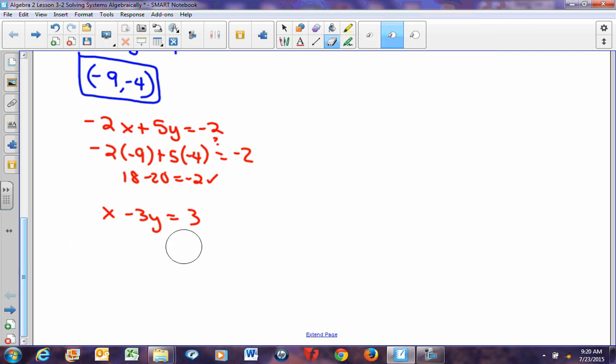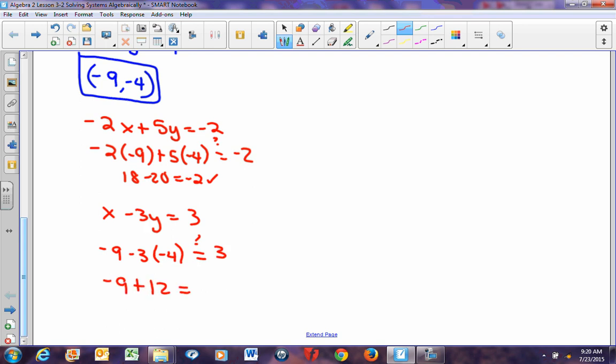Back here, I already knew that wasn't going to work. So if I plug it in, x is -9. -9 minus 3 times -4. That's better. Does that equal 3? So I'm going to have -9 plus 12. Does that equal 3? Yes, it does. So both of those check. Therefore, (-9, 4) is a solution to my equation.